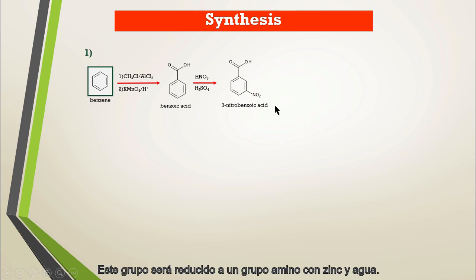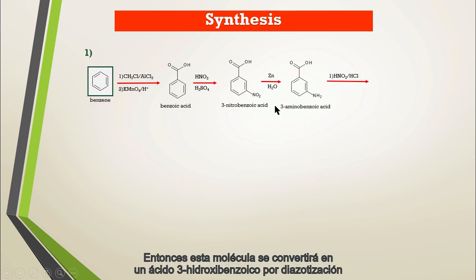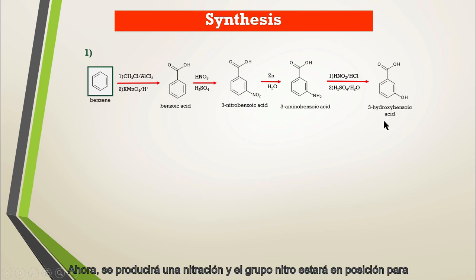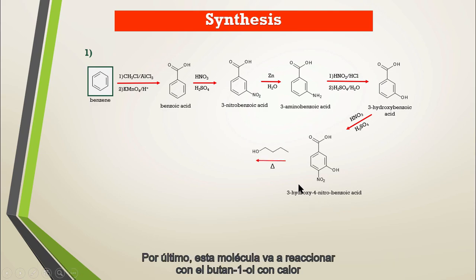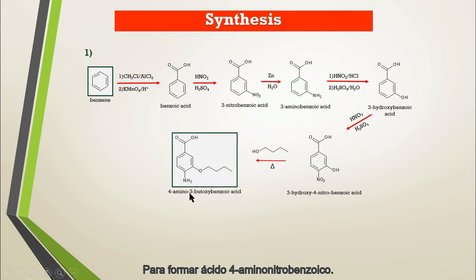This group will be reduced to an amino group by zinc and water. Then this molecule is going to become a 3-hydroxybenzoic acid by diazotization and oxidation. Now a nitration happens, and the nitro group will be in para position because of steric hindrance. Finally, the molecule is going to react with butan-1-ol with heat to give 4-amino-nitrobenzoic acid.